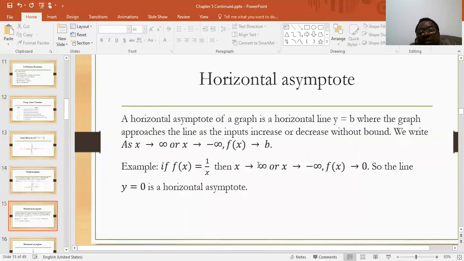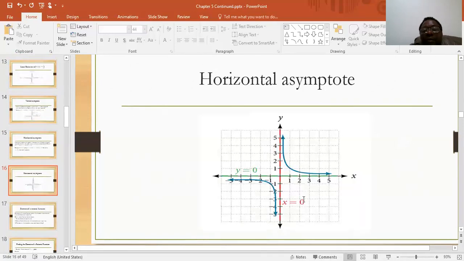A horizontal asymptote is a horizontal line y equals b, where the graph approaches the line as the x values approach infinity. So we write that as x tends to infinity, f of x tends to b. Then y equals b is a horizontal asymptote. For example, we know that as x tends to plus or minus infinity, f of x tends to 0. So y equals 0 is called a horizontal asymptote. So we can see the line here. The line y equals 0, the x-axis, is a horizontal asymptote, the green line.